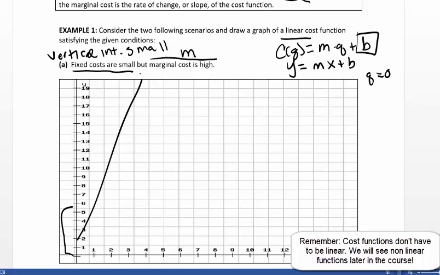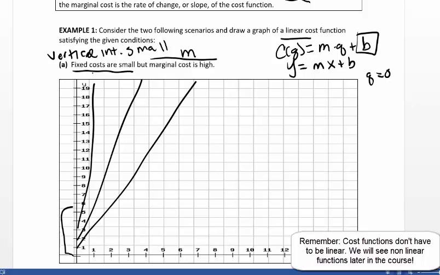This is definitely not the only way we could draw this. There's several ways we could do this. Another one might be something like this. That's still pretty high. Fixed cost small, we can make the slope even steeper, right, and go through at 3. These all tend to have the fixed costs are small, marginal cost is high sort of idea to them.